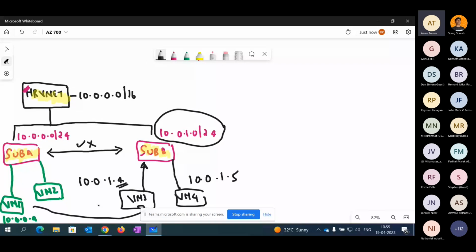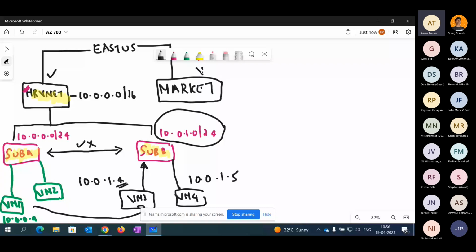Right now, you may be able to see we have one VNet created. Inside that, you have two subnets created. Now, let's create one more VNet in the same region. This has been created in the East US region. In the same East US region, let me create one more VNet called the market VNet. Then I'll go for creating one in another region.